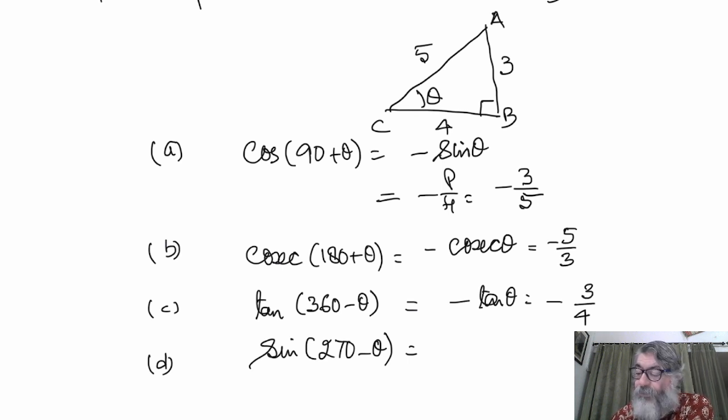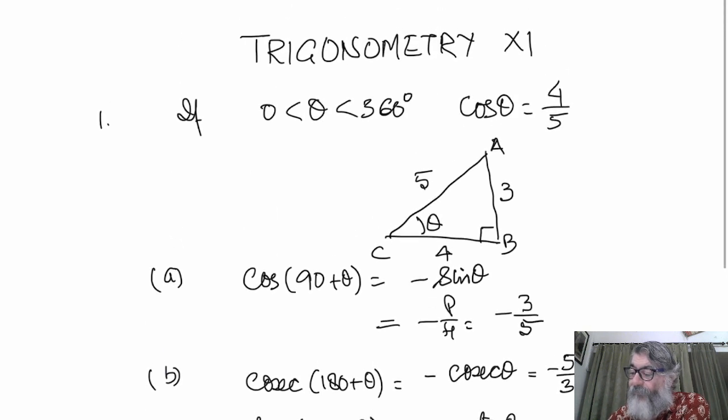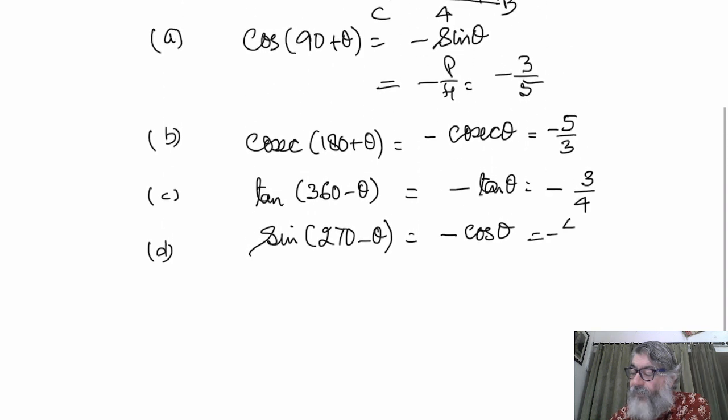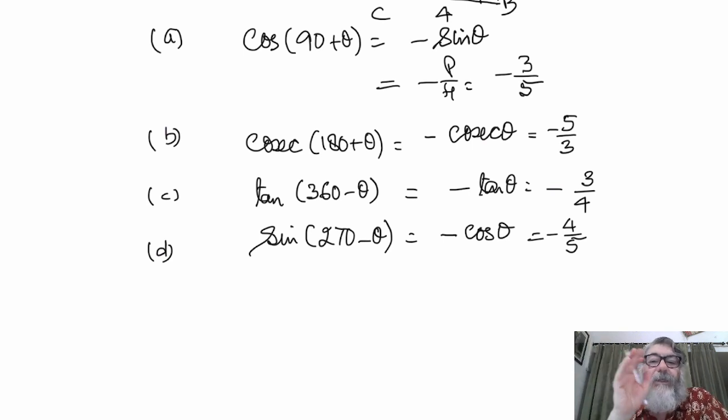So this is sine 270 minus theta. This will come into the third quadrant. And sine will change to cos, and sine is minus in the third quadrant, so minus cos theta, and cos theta was already given as 4 upon 5, so it is minus 4 upon 5. So the basic idea was how to convert cos 90 plus theta, to give you an idea of the quadrant.